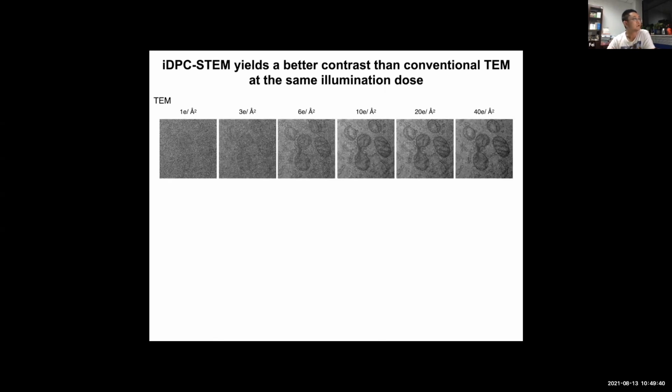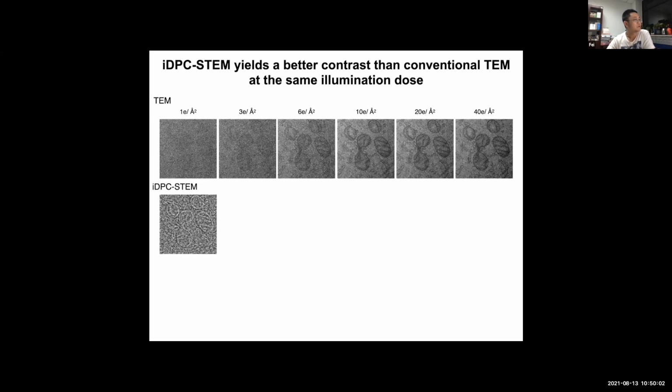For example, here we try a minimum condition, the minimum dose, 1 electron per square angstrom. For TEM, we can merely see the ultrastructure of the section. But when we increase the dose from 3 electrons per square angstrom to 40 electrons per square angstrom, as you can see, the contrast is gradually improved with the increased dose. So these are the TEM images. It's quite normal. But how about iDPC STEM?